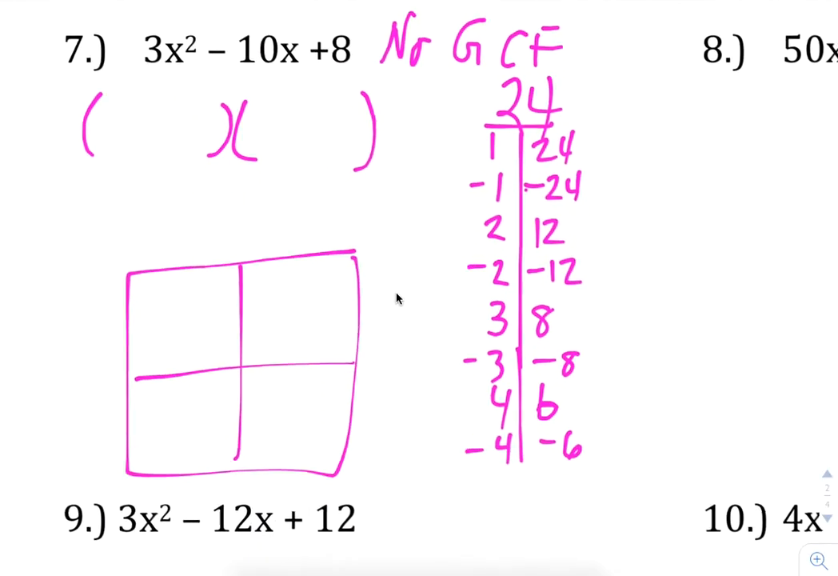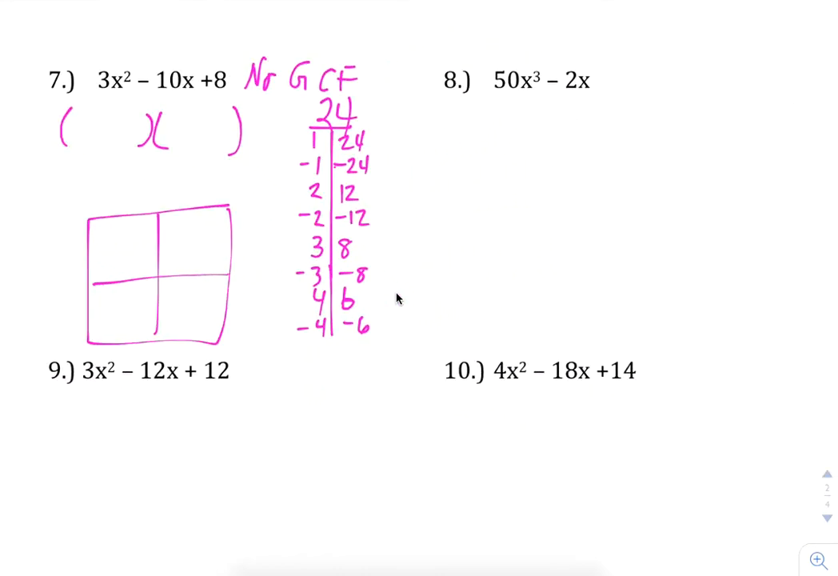All right, so out of this pair, we're looking for which set is going to add up to a -10. Unfortunately, it's the very last pair, so you have to make the whole table. We're going to put those guys in our boxes, -4x, -6x, and we're going to use our first and last terms, 3x squared and an 8.